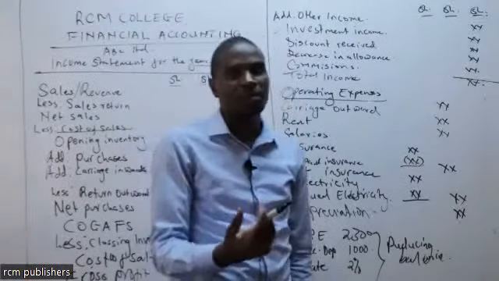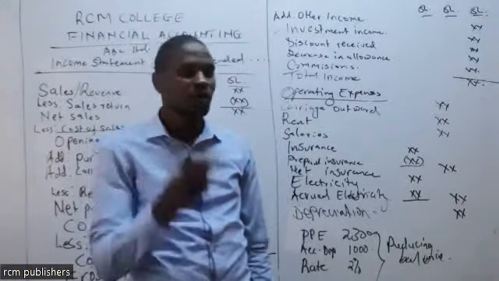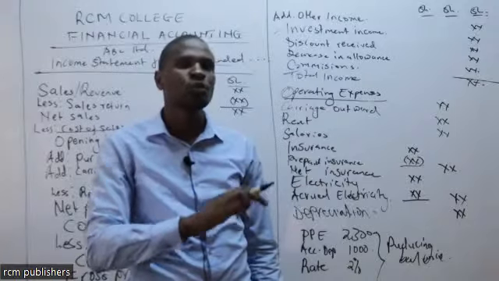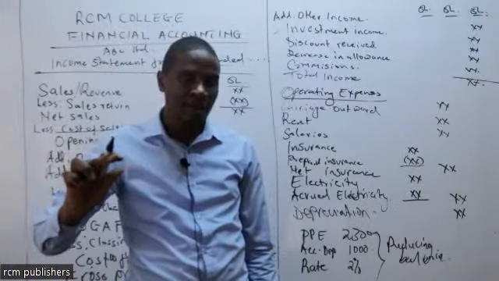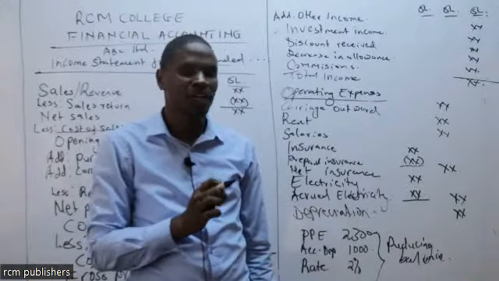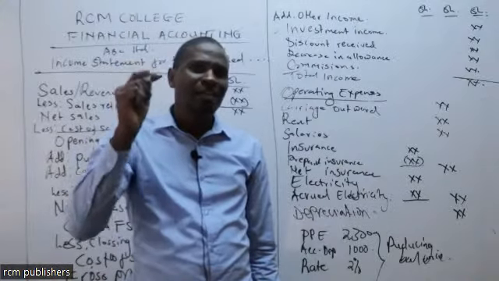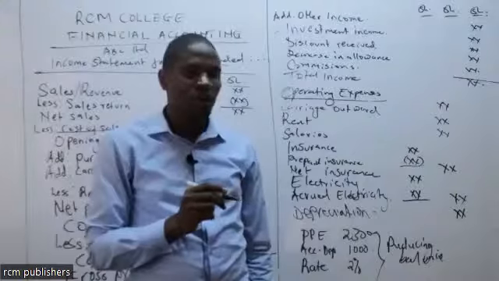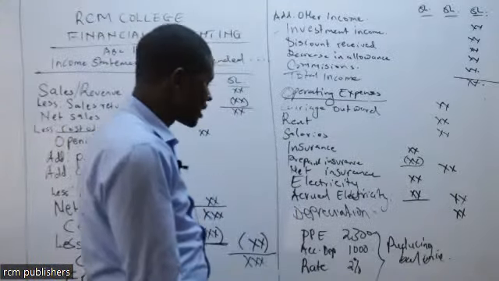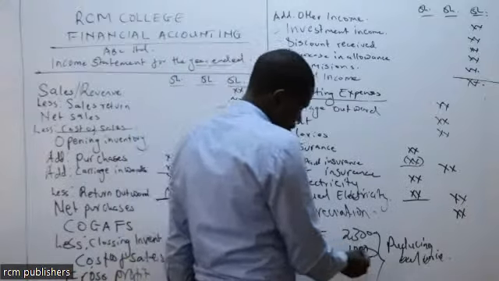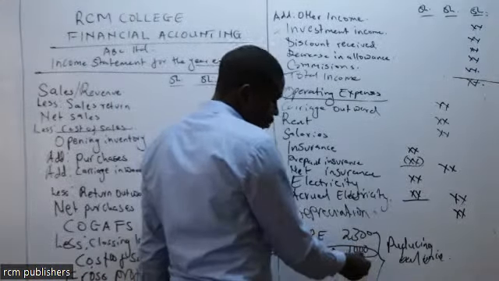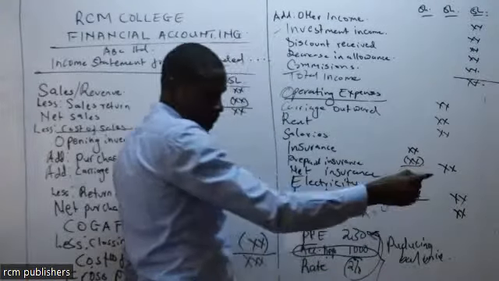Have you understood that concept of computing depreciation using reducing balance method? Because utakuta examiner anataka utumie reducing balance. Examiner can tell you to use reducing balance method. On the other hand, examiner anaweza kwambia tumia straight line method. Straight line method sasa, we ignore this. Hata kama wamepeana accumulated depreciation, you ignore. So you compute depreciation on costs.